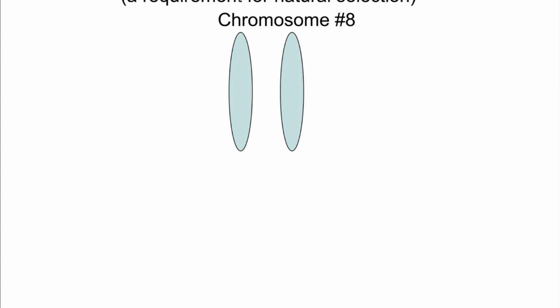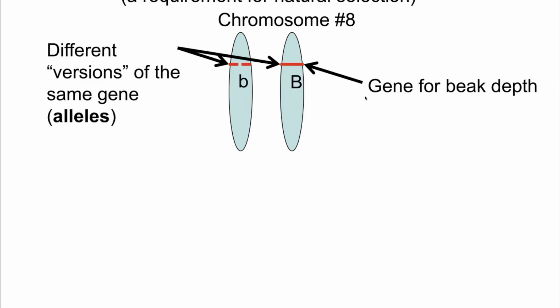So let's pretend we're looking at some imaginary chromosome number 8. And so this is a diploid organism that has 2 copies of chromosome number 8 in its nucleus, okay? And somewhere on chromosome number 8, there is a gene for beak depth, okay? So how thick your beak is if you're a bird. And remember that because this organism is diploid, it can have different alleles, or different versions of that same gene for beak depth, on the different chromosomes. So it could have one allele for a deep beak and a different allele for a shallow beak.